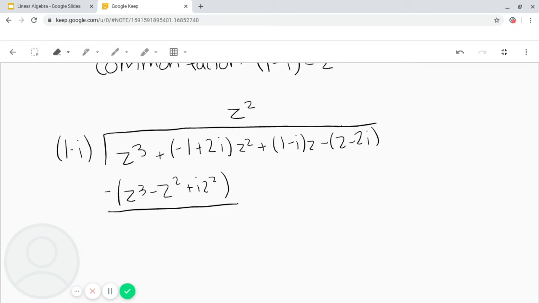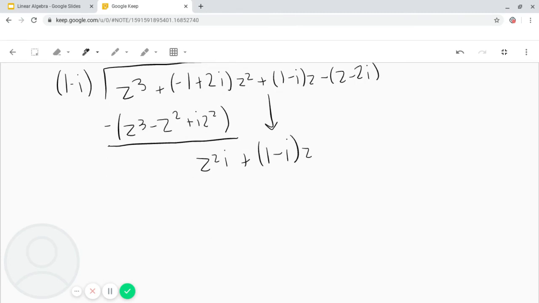So subtract that to get z squared i. That's all we're left with. And then bring this down, plus 1 minus i z. So then we need another factor of zi. And multiplying that by this again is equal to z squared i minus zi minus z.